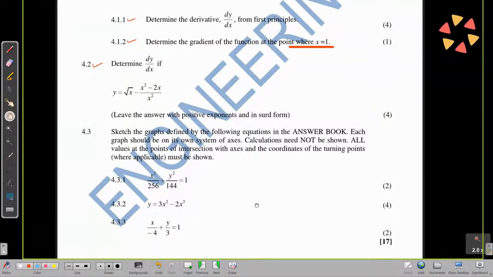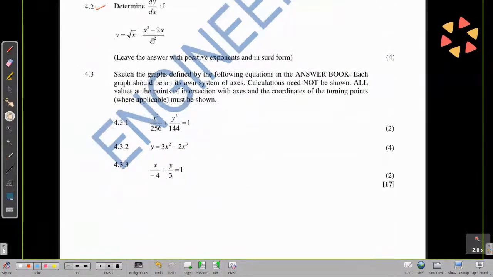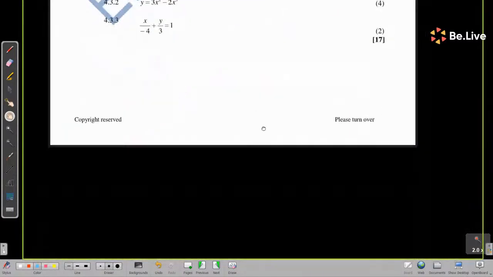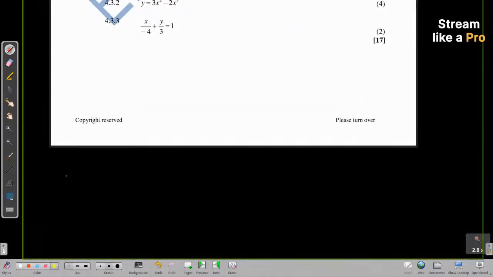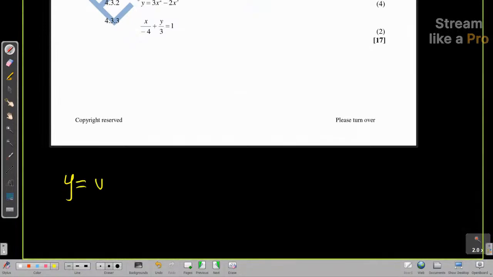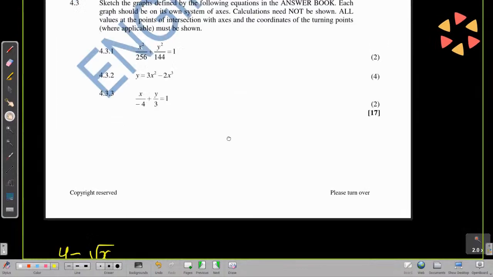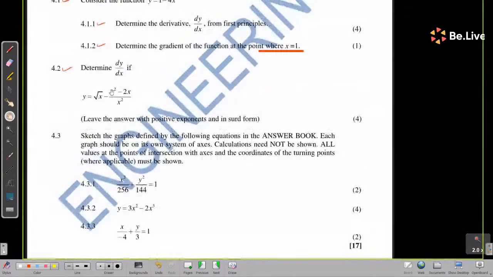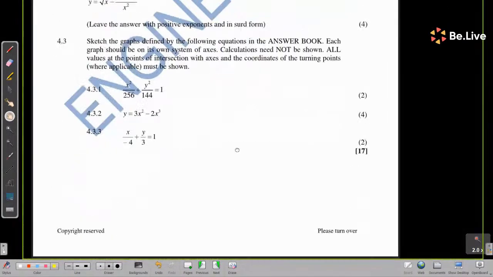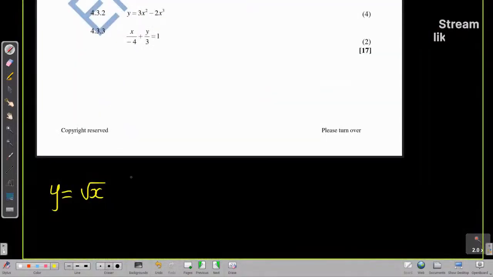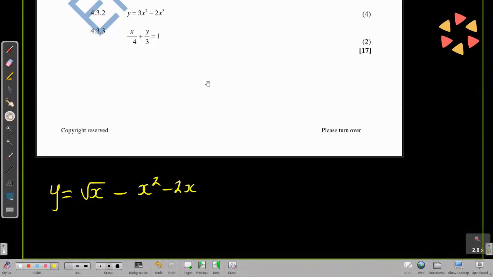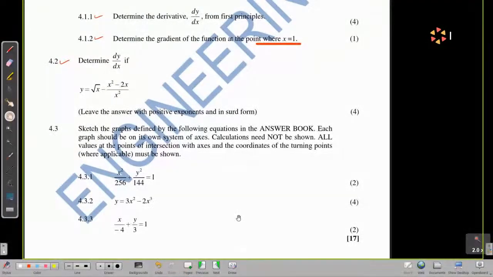All right, just back to this final answer here. As I said, y is equal to square root of x. So let me write that down. Y is square root of x, and then what's the other one? Minus x squared minus 2x, and then lastly it's over x squared.